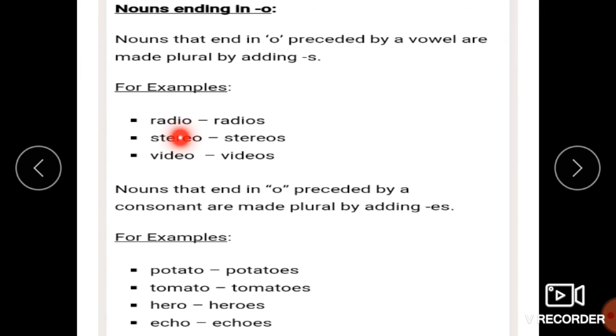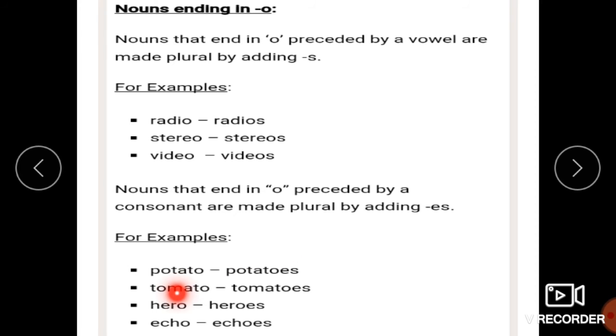For example, radio, radios. Now look at the word radio. At the end of radio, there are two vowels, i and o. So we will make the plural by adding just s. Stereo, stereos. Video, videos. So the words that have two vowels at the end, we will add s.